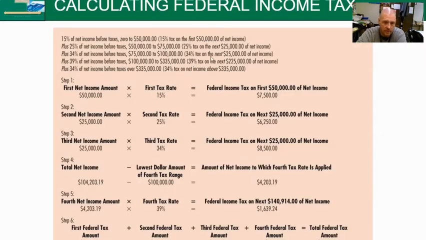So here's that exact schedule. First $50,000 at 15%. Next 25 at 25%. Next 25, well, we had 104,000. We've already taxed the first 100,000. So we still got 4,200 that needs taxes. It's at 39%. We take our $50,000 tax bill plus our $25,000 plus our $25,000 plus this last little bit. And there's our total federal income tax expense. The income statement number.